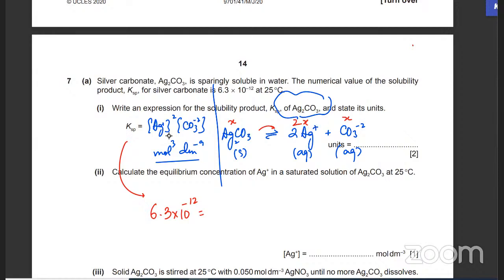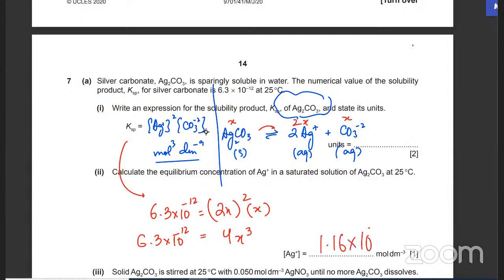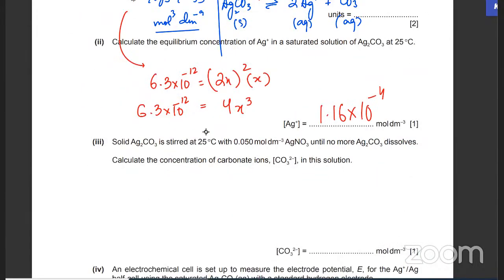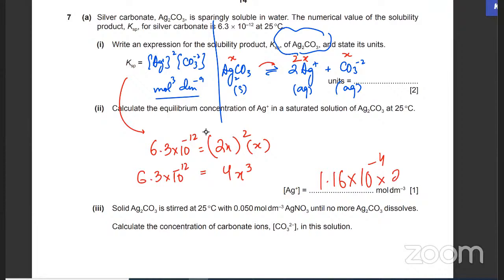So if I put that in the expression, it's going to be 2x squared into x, silver ion concentration squared. And I'm going to find what x is. What is x? 1.16 into 10 to the power minus 4. So we're getting 1.16 into 10 to the power minus 4, but that's not the answer. It should be into 2 because they were looking for silver ion concentration and we took it as 2x, right? Is that clear? Yes.